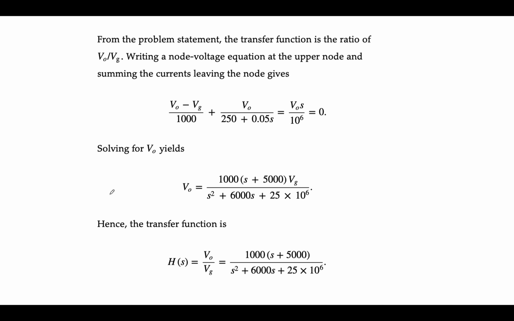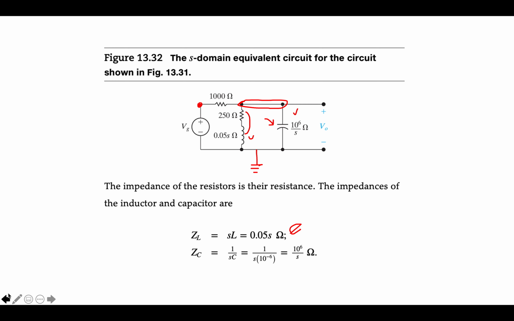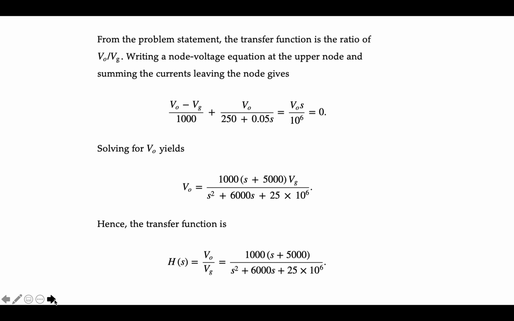So here's the node voltage equation for that circuit. Let me go back. Let's step you through this. So if this is V0 at this node, I would have V0 minus VG over 1000. And then I would have V0 over 250 plus 0.05 S. And then I would have plus V0 over 10 to the 6th S. So those would be the terms in my node voltage equation. Those are shown here.